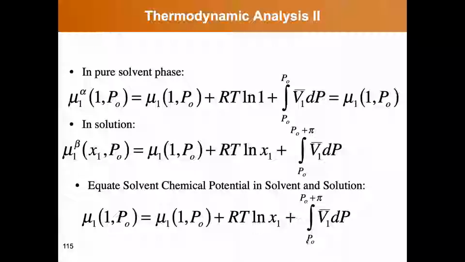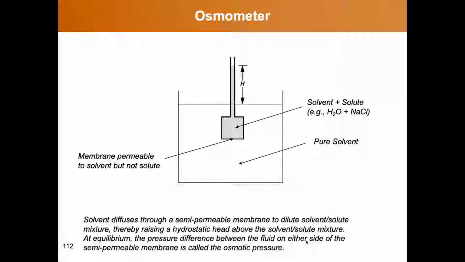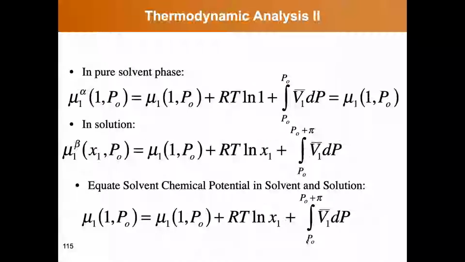So in the pure solvent phase, which we'll call alpha, the chemical potential of pure solvent can be written this way. The log of the activity of pure solvent is 1 relative to the reference state, which is that of pure solvent. And in the pure solvent phase, we assume that this is also at the reference pressure. If you think back to this experiment, the pure solvent in an osmometer would be at atmospheric pressure, and so that would typically be taken as the reference pressure.